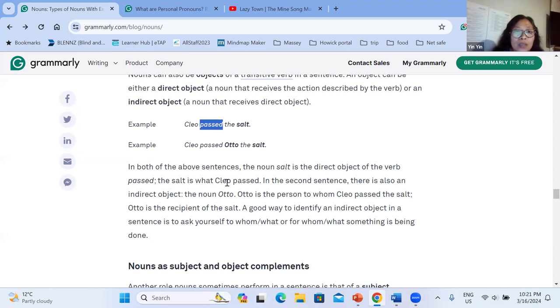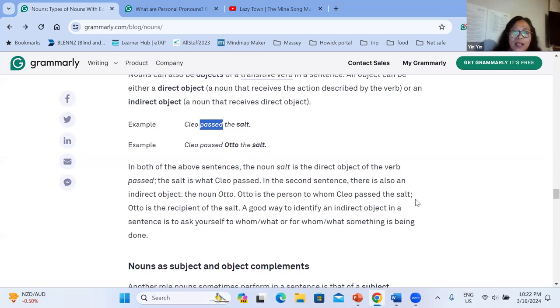The salt is what Cleo passed. So that is the direct object. In the second sentence, there is also an indirect object. The indirect object is the noun auto. The auto is the person to whom Cleo passed the salt. The auto is the recipient of the salt, right?